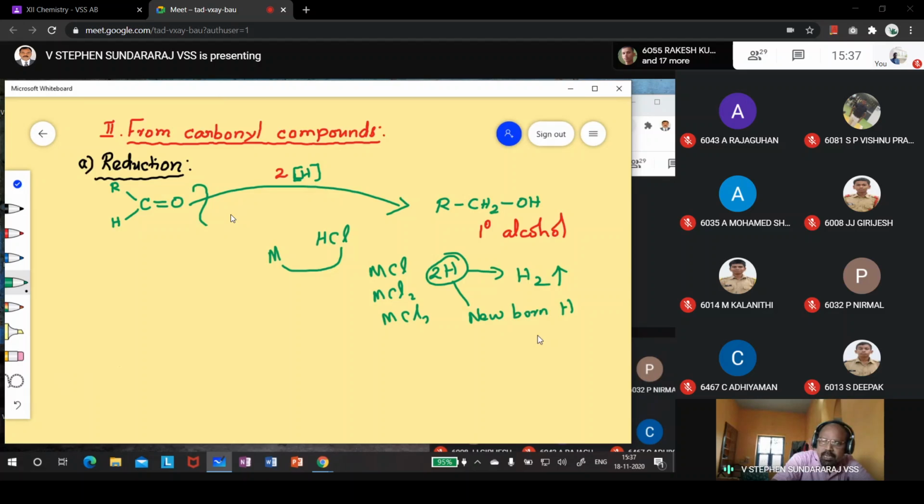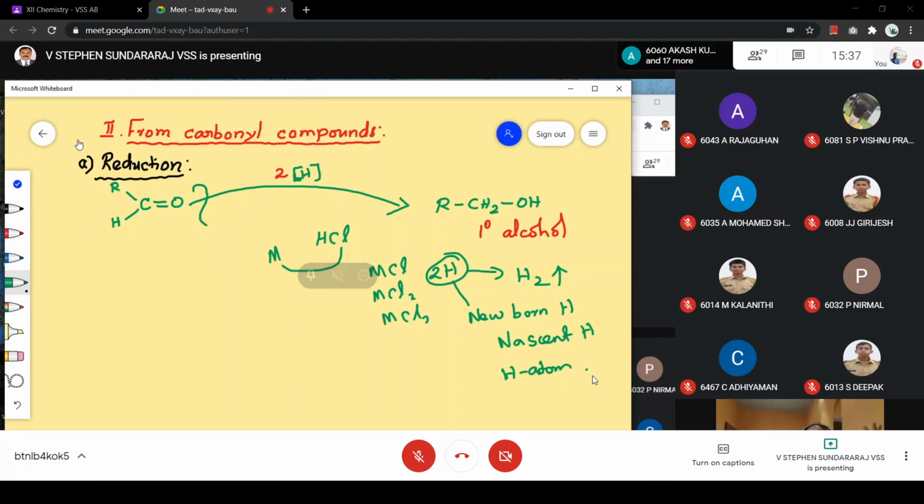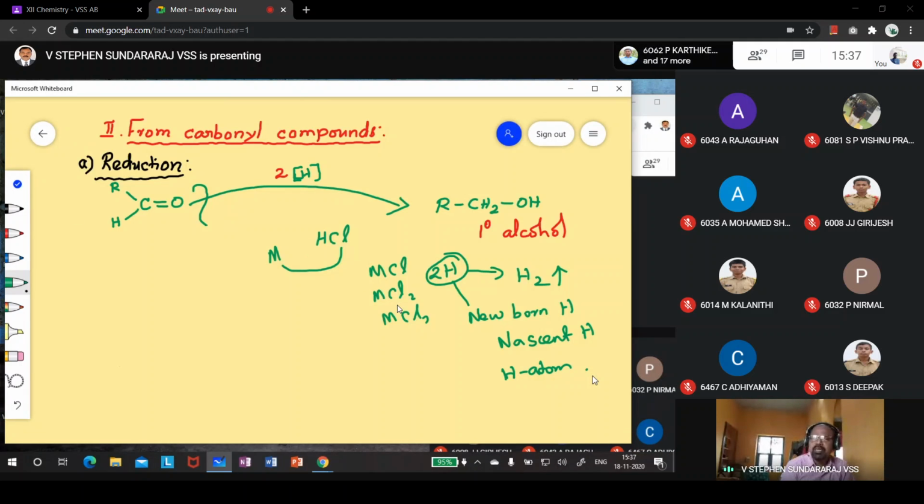Otherwise, it is nothing but a hydrogen atom. So don't think nascent hydrogen is a special kind of hydrogen atom. No, newborn means produced on the spot. That is the meaning of nascent. The word is newborn, that is, on the spot produced. It is a normal hydrogen atom. It is highly reactive. Atomic hydrogen is not stable. Highly reactive, it will attack. Okay, so here there is a double bond, an unsaturation.